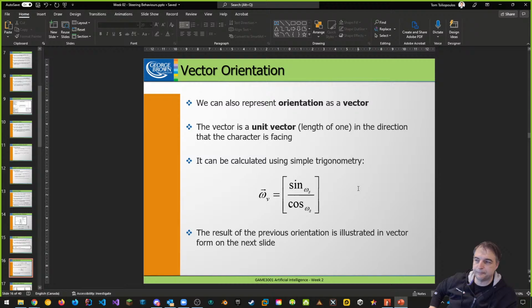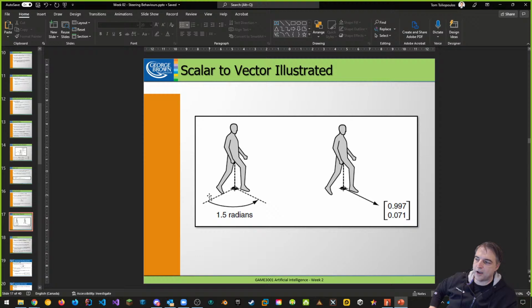So again, take a look. That would be exactly what we're talking about. If I want to change direction, my orientation, as an example, I get a vector. A lot of times vectors are written with square brackets like this too, where we have x over y like this. All right, that's kind of how it looks. So 0.997 radians over 0.071 radians, whatever that is.